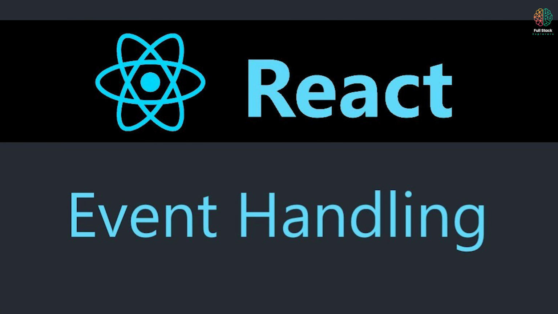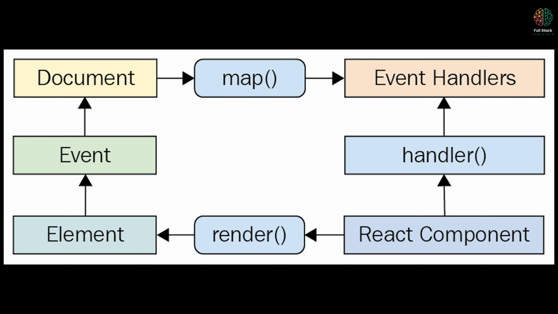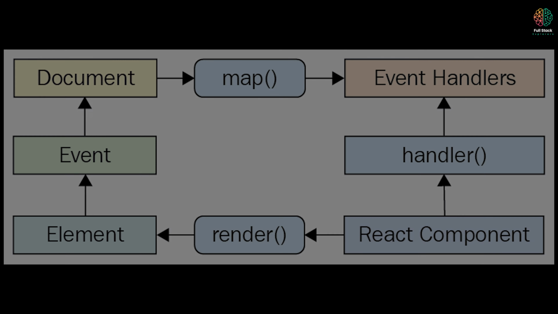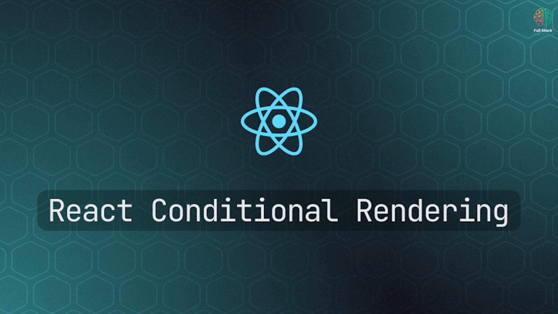Event handling in React. With event handling, this is how you tell a component to do something when a user interacts with it, like clicking a button or entering text in a form. For example, setting up an event handler so that when a user clicks a submit button, it sends their information to the server.